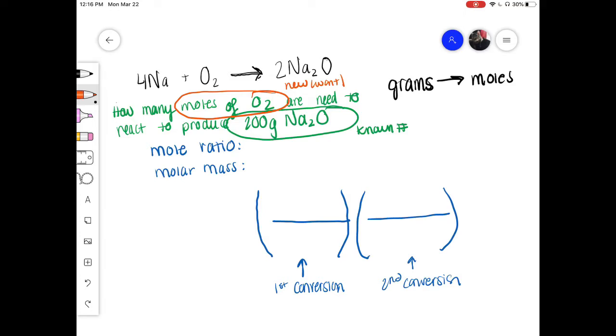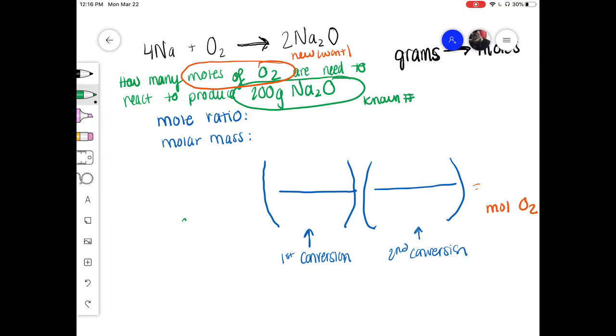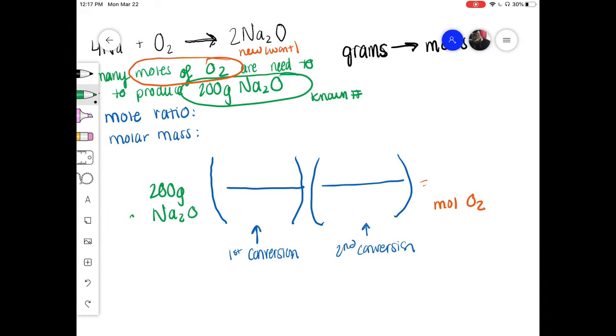So we know our answer should be moles of O2. And we start with 200 grams of Na2O, so we can go ahead and put that in the front. Again, make sure you put which molecule you have because we're going from one to the other. You want to know what is what.